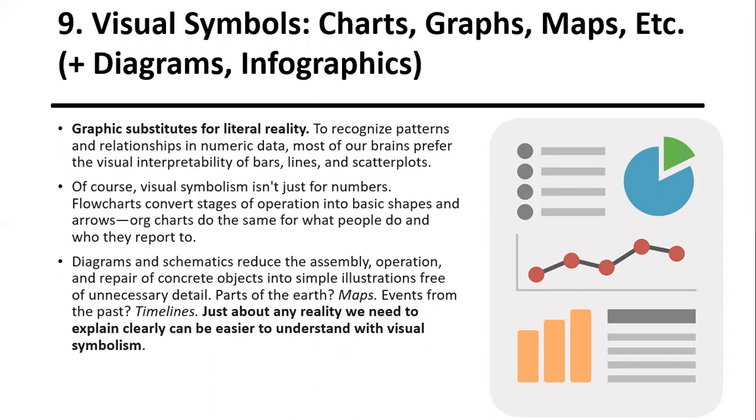Charts, graphs, maps, etc., diagrams, and nowadays, very popular, infographics. These are said to be substitutes for literal reality. So, an infographic is a combination of keywords plus shapes and patterns. It shows us relationships in numeric data, and this is the purpose of infographics. Because our brain prefers the visual interpretability of bars, lines, and plots.